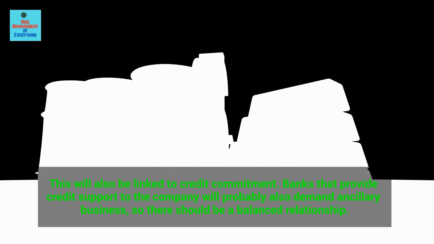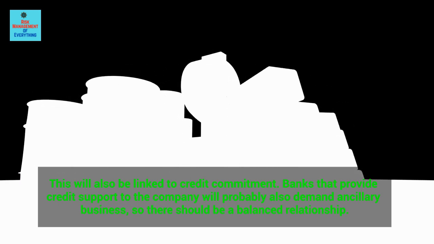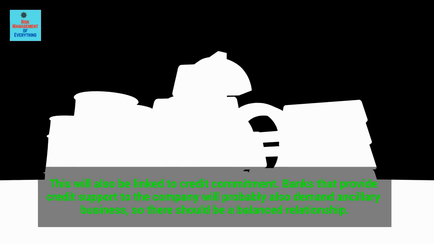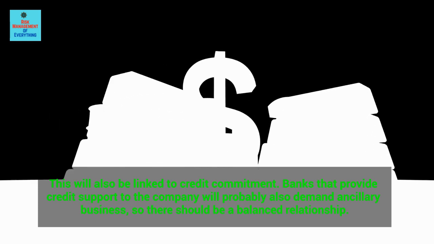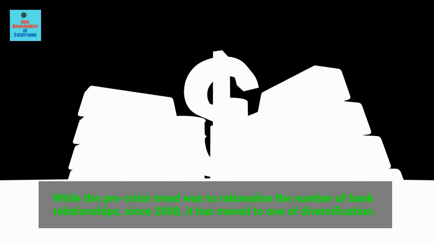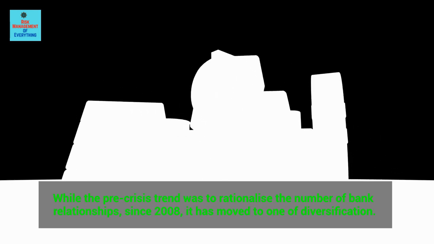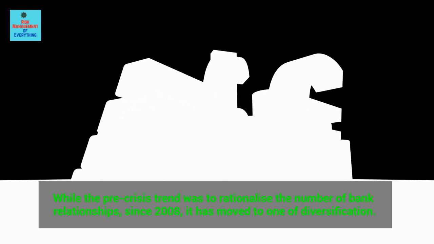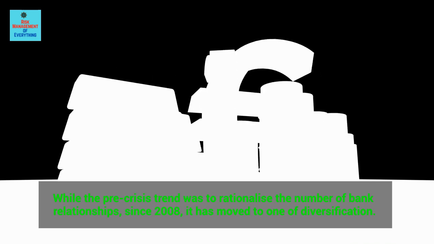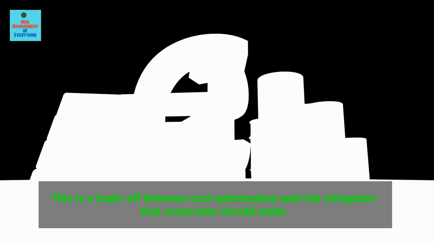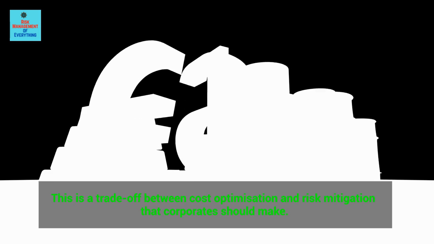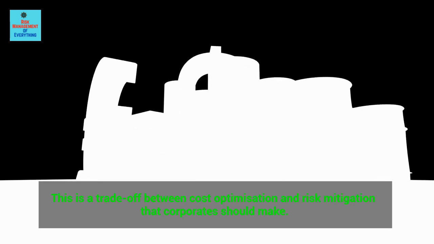Banks that provide credit support to the company will probably also demand ancillary business, so there should be a balanced relationship. While the pre-crisis trend was to rationalize the number of bank relationships, since 2008, it has moved to one of diversification. This is a trade-off between cost optimization and risk mitigation that corporates should make.